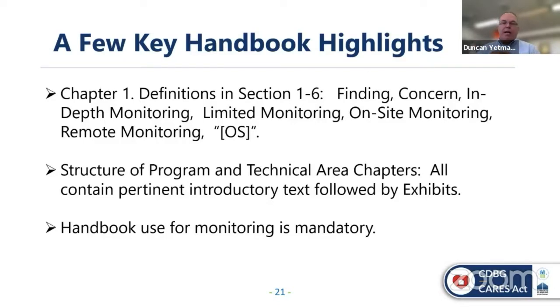Both chapter 3 and chapter 4, the CDBG entitlement and the CDBG state chapters, they have pertinent introductory text at the front of each of those chapters. Don't just reference the exhibits in chapters 3 and 4, but refer to the introductory text because that will help you. Because again, those are instructions for HUD staff on how to use the exhibits. So the more you know of how HUD is going to operate, the better prepared you will be for monitoring.